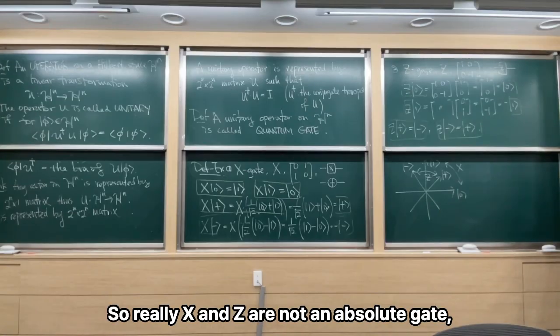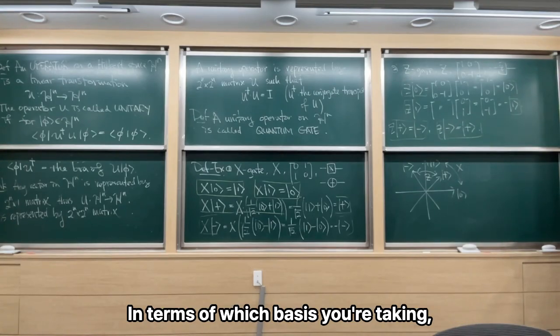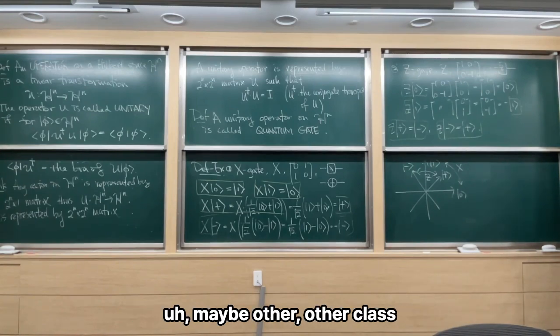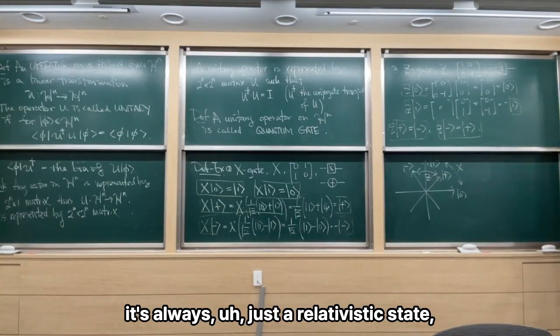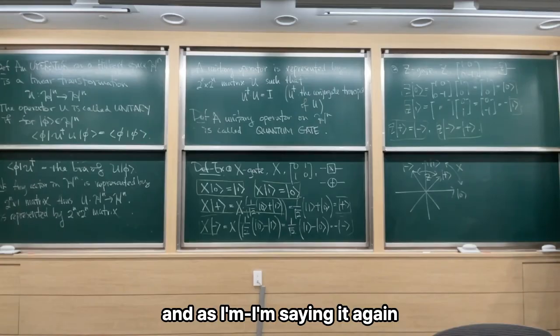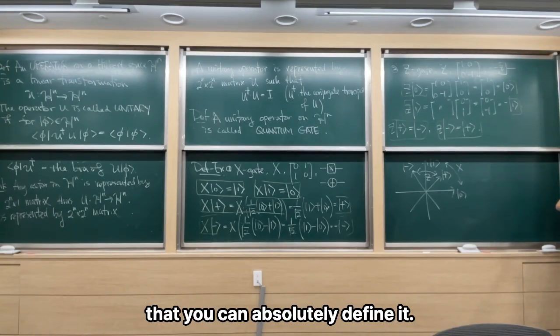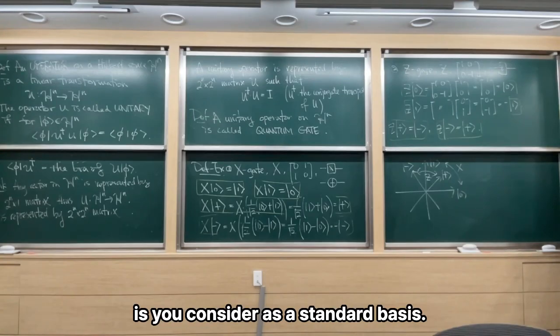So really, X and Z are not absolute gates. It's always relativistic in terms of which basis you're taking. I think I mentioned in another class, what do we mean by plus ket and 1 ket? I said it's not an absolute state, it's always just a relativistic state. And as I'm saying again, 0 ket and 1 ket is not something that you can absolutely define. It only matters which states you consider as the standard basis.